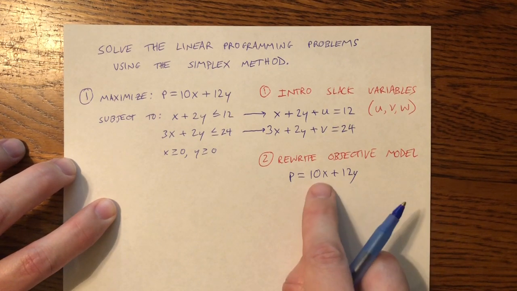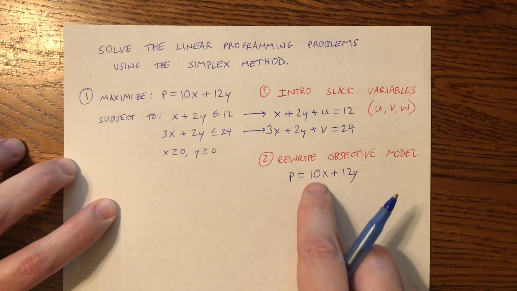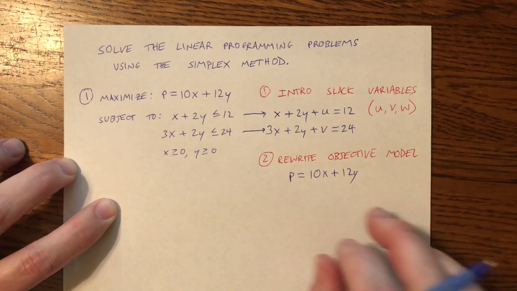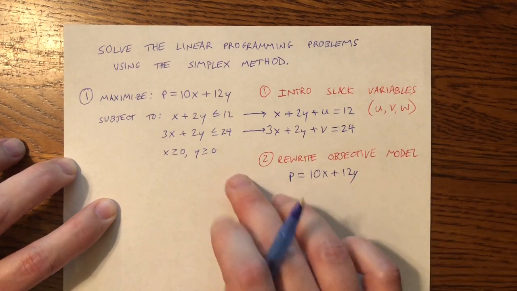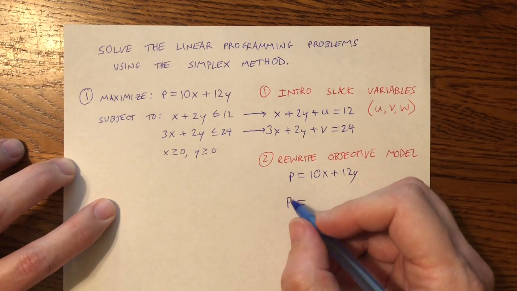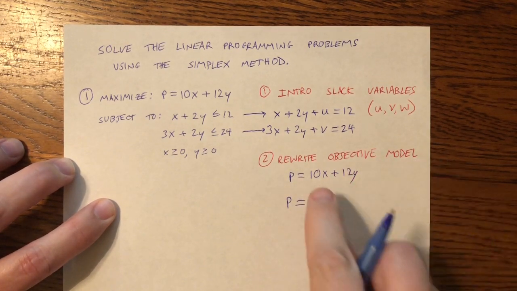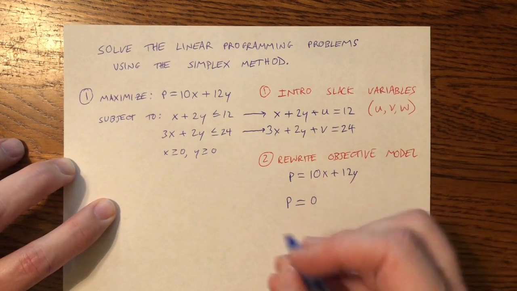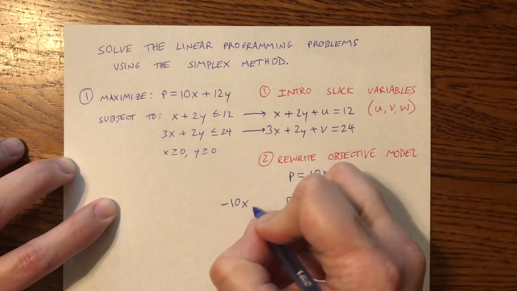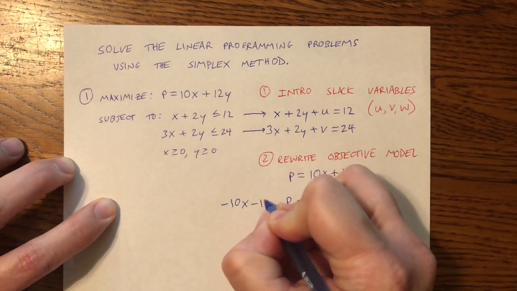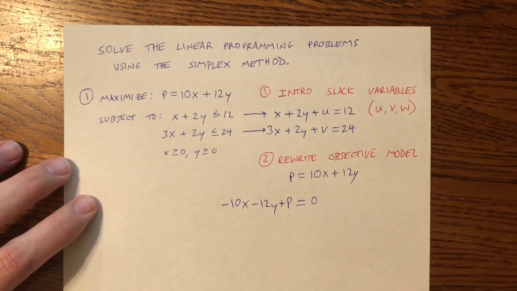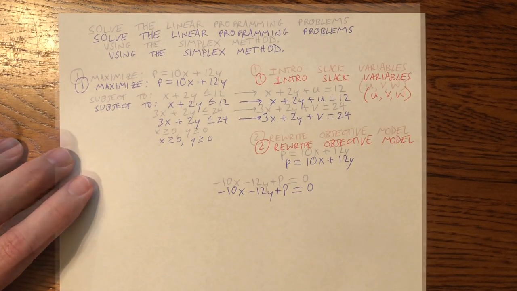So to set it equal to 0, we're going to move all of our x, y, and z, and so on and so forth terms, from the right to the left. You have to leave p alone, all right? Leave p where it is. So you're only going to be moving these terms from the right to the left, which will give us what? Negative 10x, and then what? Minus 12y plus p. So there's the rewrite of our objective model. That completes step number 2.